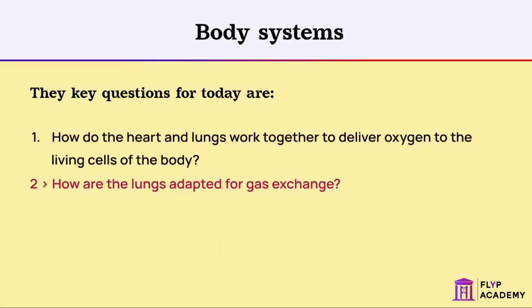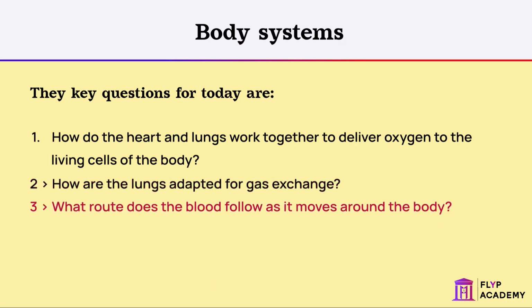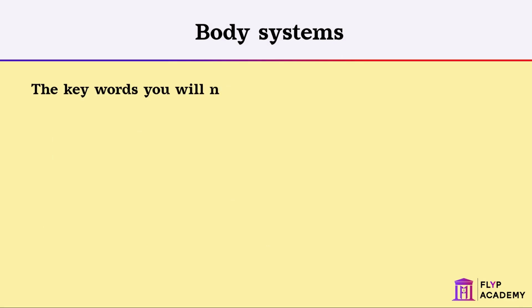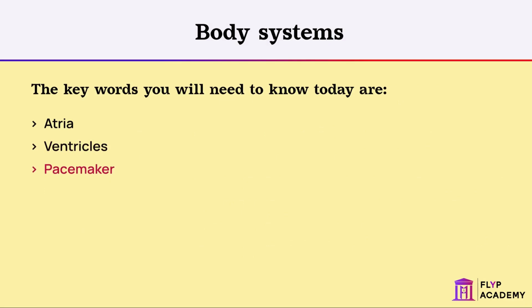2. How are the lungs adapted for gas exchange? 3. What route does the blood follow as it moves around the body? 4. How is the resting heart rate controlled? 5. How are the different blood vessels adapted for their functions? The key words you will need to know are atria, ventricles, pacemaker, surface area, pressure.